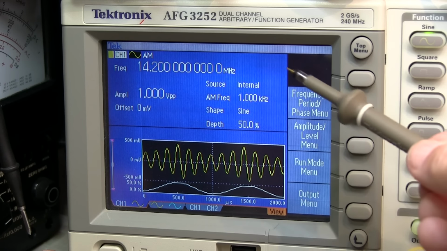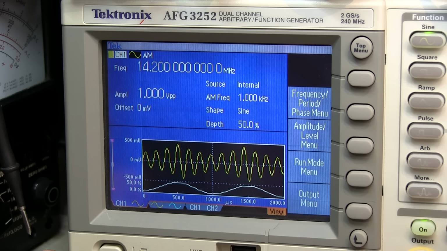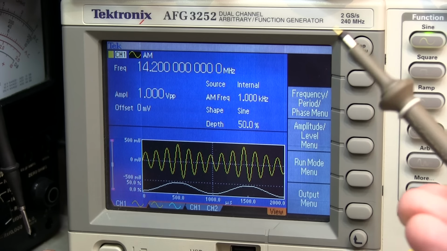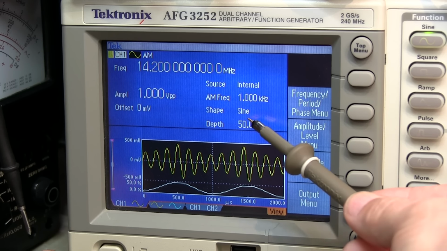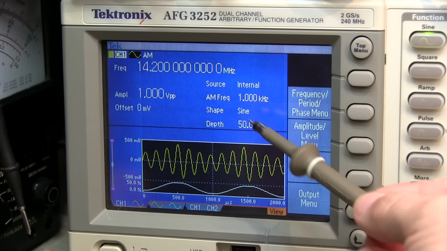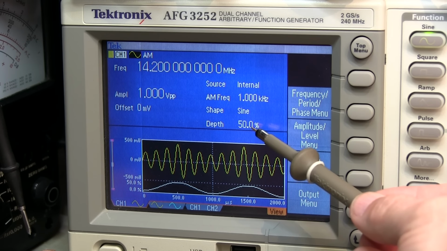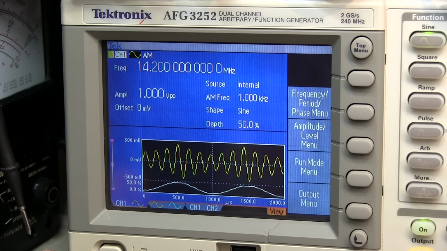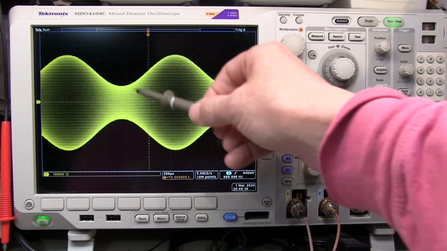So I've got this signal generator set up to give me a carrier frequency of 14.2 megahertz, arbitrarily set by me, using amplitude modulation with a sine wave shape using a 1 kilohertz baseband frequency. And I've set the modulation depth for this test case at 50%. So let's go take a look at this on the scope, make some measurements, and see if we get 50%.